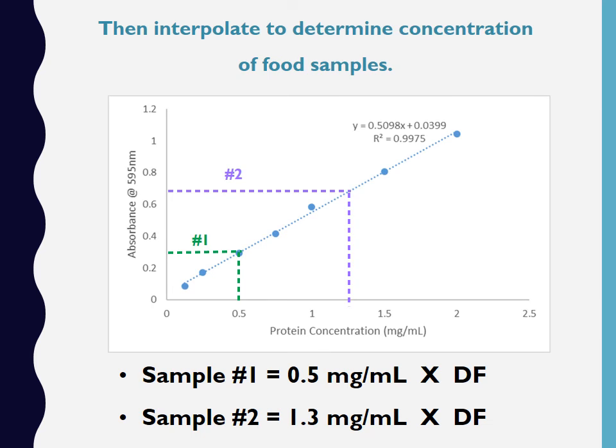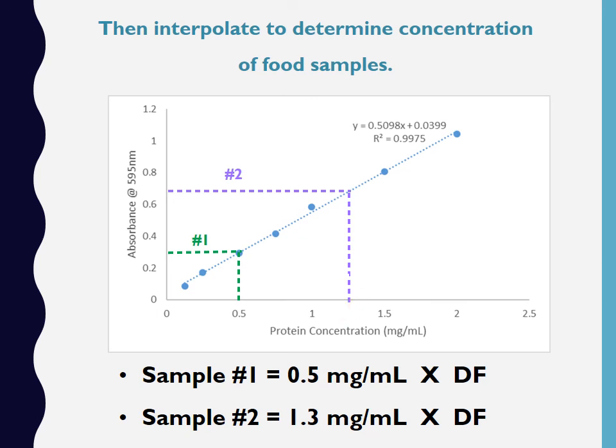You're going to want to use the graph to interpolate the concentration of both of your food samples. And so I have my first food sample in green here. And so again, to interpolate, you're going to find your absorbance reading on the y-axis. You're going to go in a straight line over until you hit your best fit line, and then you will drop straight down to approximate your protein concentration. Do the same thing for your second food sample. So I have that indicated here in purple. Find the absorbance reading that you measured of your food sample, go straight across to your best fit line, and then drop down to approximate your protein concentration.